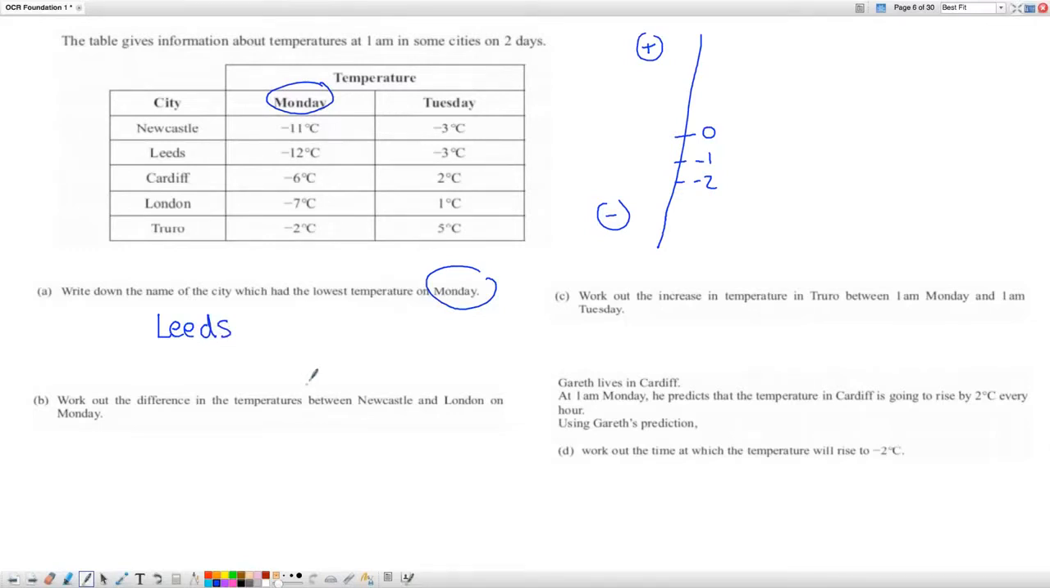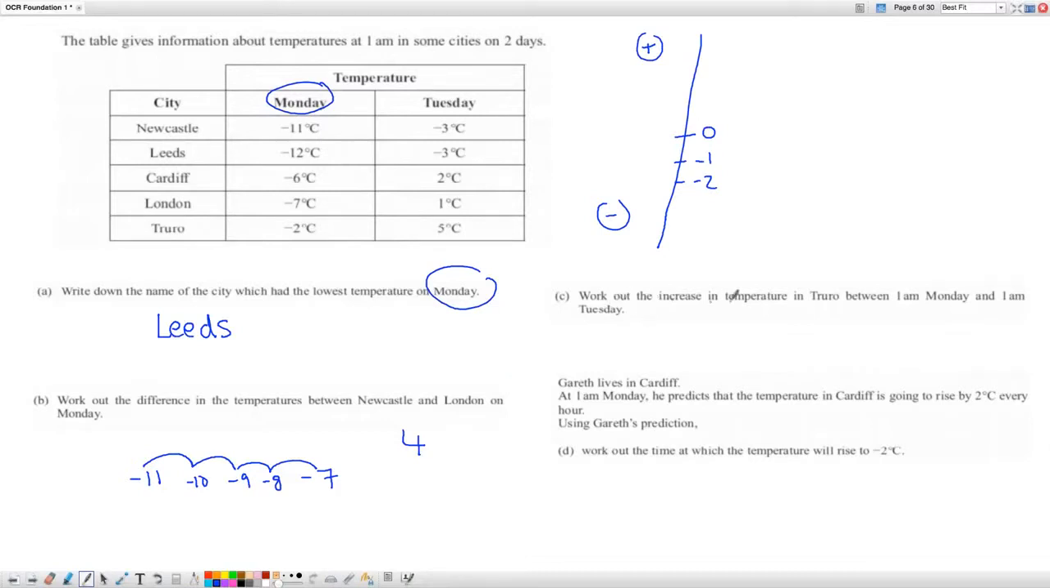We now need to work out the difference in temperature between Newcastle and London on Monday. So let's take a look. Newcastle is -11 and London here is -7. So how many degrees between -11 and -7? So we go up, -10, -9, -8, -7. So there are 1, 2, 3, 4 degrees difference between the temperature in Newcastle and London on Monday.